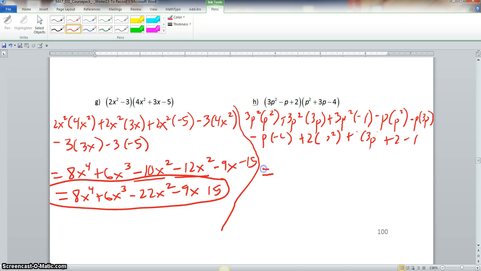Now we're going to combine. Now some of these disappear. Plus 2 times p squared, plus 2 times 3p, plus 2 times a negative 4. Okay, 3p squared times p squared is 3p to the 4th power.